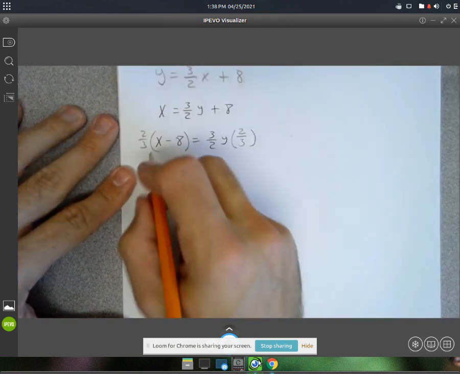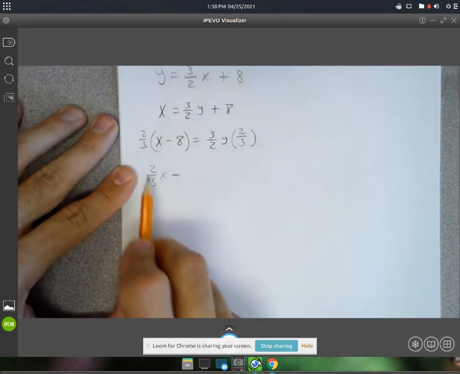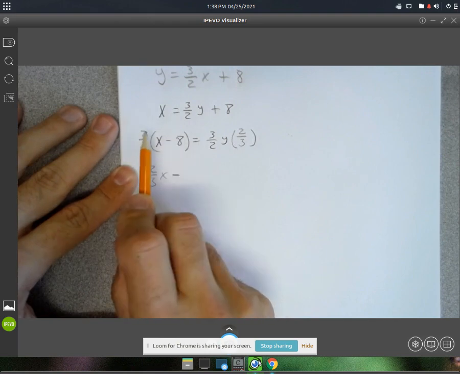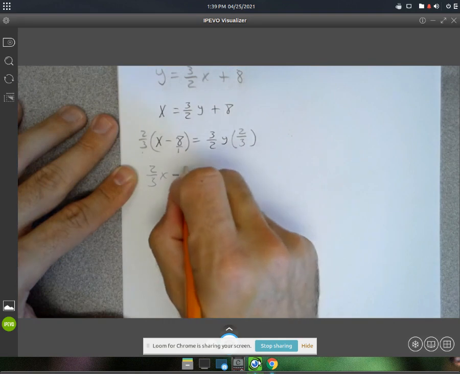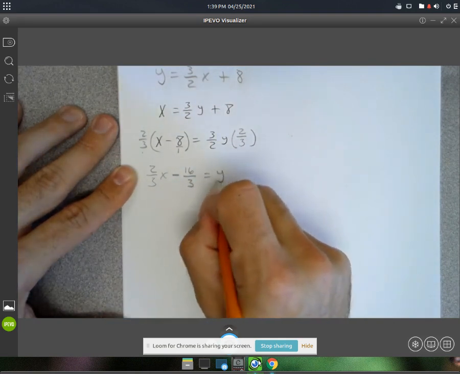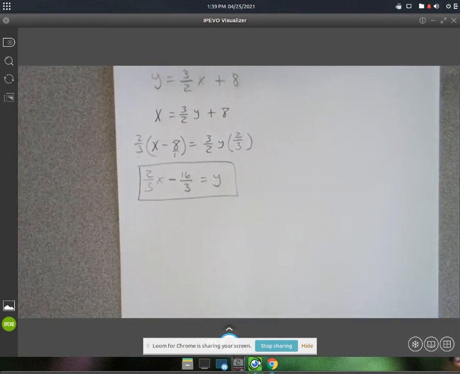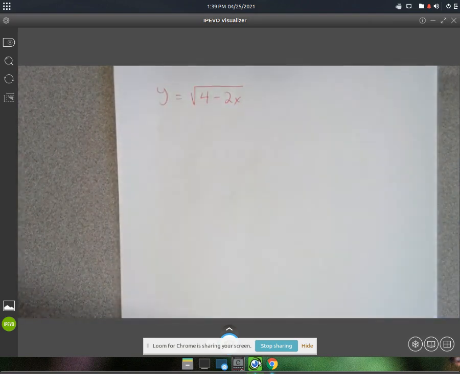So on the left side, I'm going to get 2/3 x minus, and then for 2/3 times 8, it basically comes down to 8 times 2 over 3. You could put this over 1 if you want to. So I'm going to get a 16 up top and a 3 down below. All right, and that would be my inverse function. Okay. Now let's look at another one of these square root ones where we've got to think through the domain and range, all that stuff.